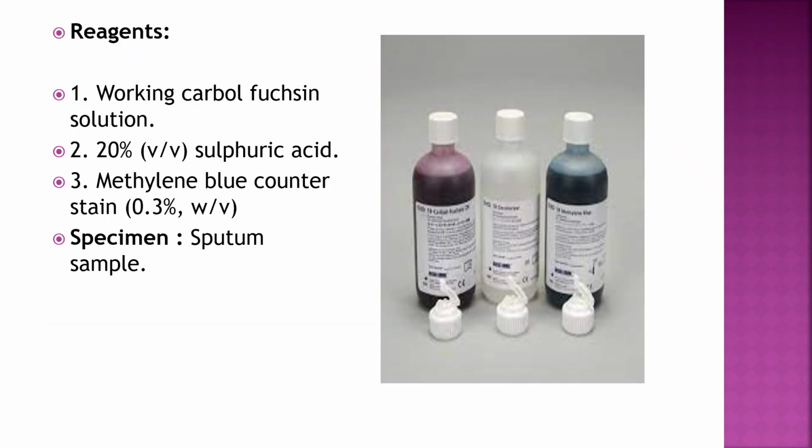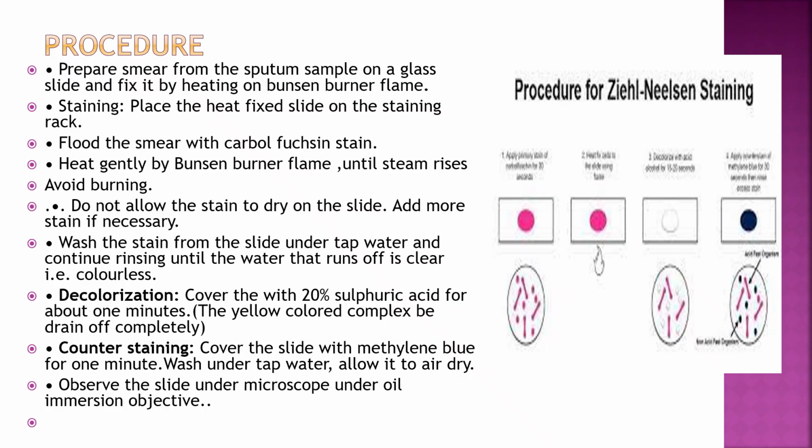So here you can see the reagents: carbolfuchsin as the principal stain, 20% sulfuric acid, which acts as a decolorizer, and methylene blue as the counterstain. The specimen for Mycobacterium tuberculosis is sputum, and for Mycobacterium leprae it is slit skin smear. So the procedure we already saw.